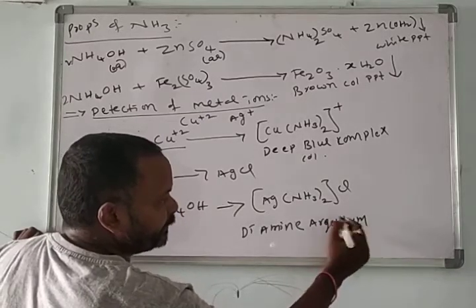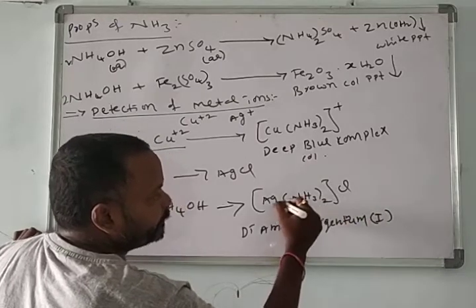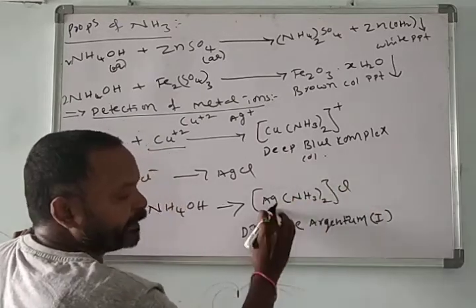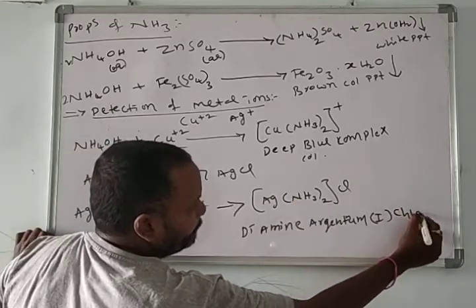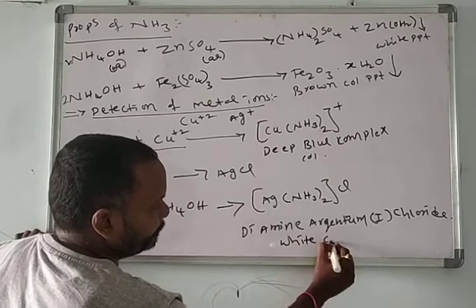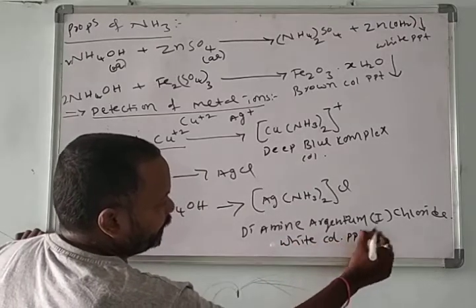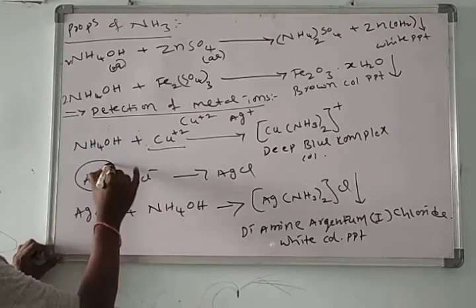Okay, argentinum 1. Oxidation number of Ag is +1. Here -1 is there, here +1. Okay, here ammonia is a neutral ligand, chloride. This is the name. It is a white color precipitate. White color PPT. The formation of white color PPT indicates presence of Ag+ ion.